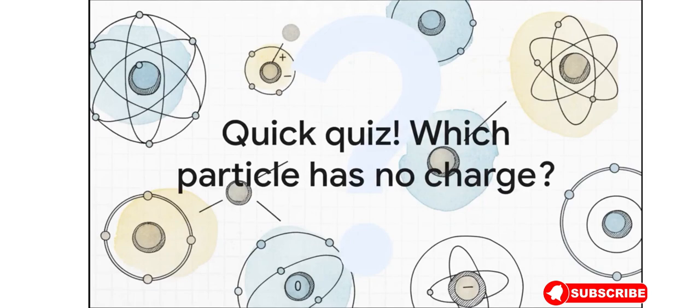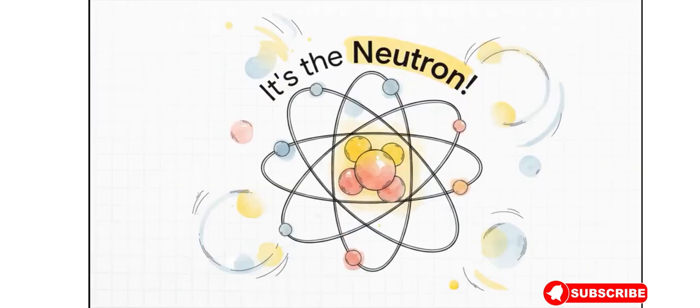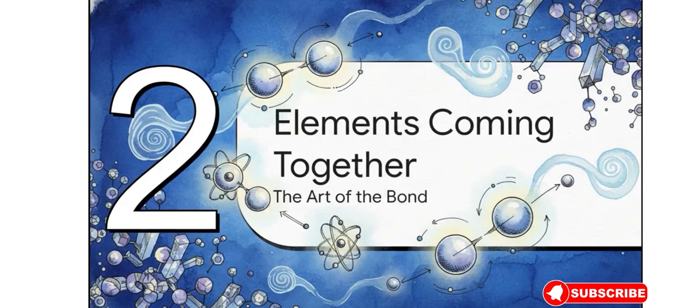Based on what we just talked about, which one of those particles inside the atom is electrically neutral? Yep, you got it. It's the neutron. And it's this fundamental balance of positive, negative, and neutral charges that gives every single element its own unique personality and properties. So we've got our atoms, but they don't just hang out by themselves, right?